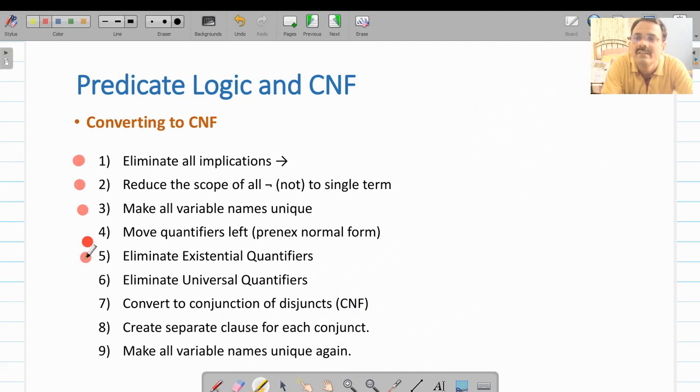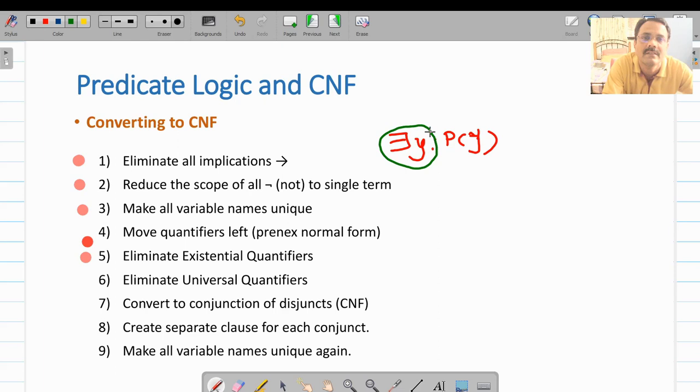Then eliminate existential quantifier, fifth step, which is important because we must know now how to remove existential quantifiers. Now we can have something like this: there exists y, P of y. So how to remove this there exists y? Eliminate existential quantifier. This is the existential quantifier out here. Existential quantifier is there exists y.